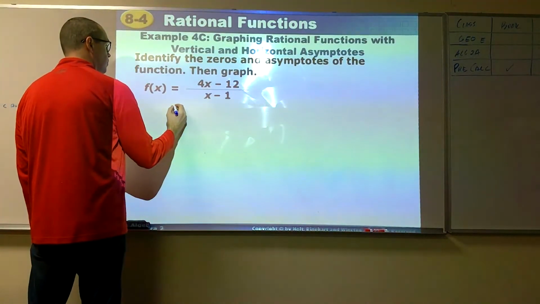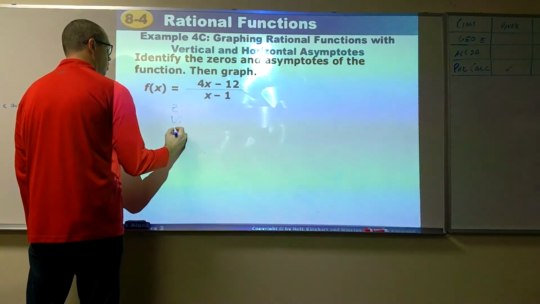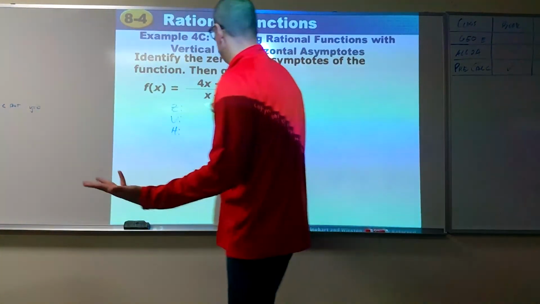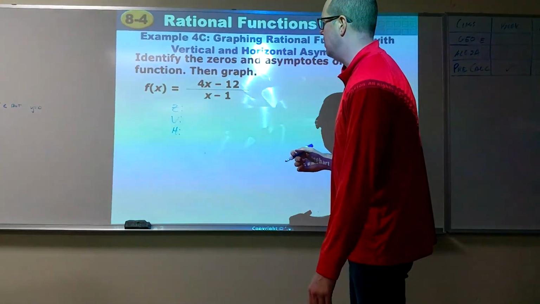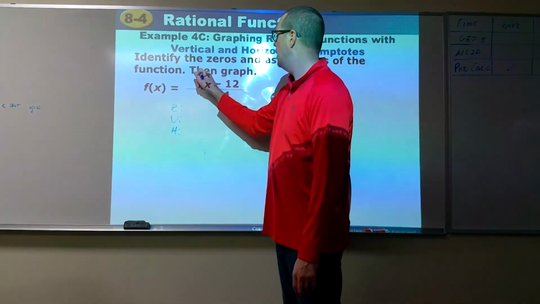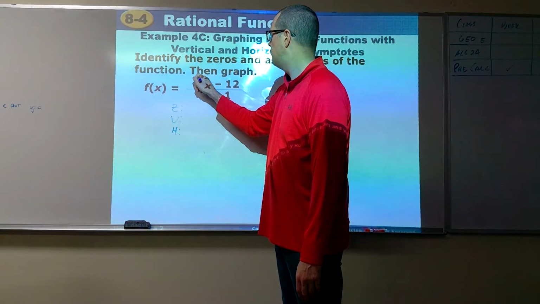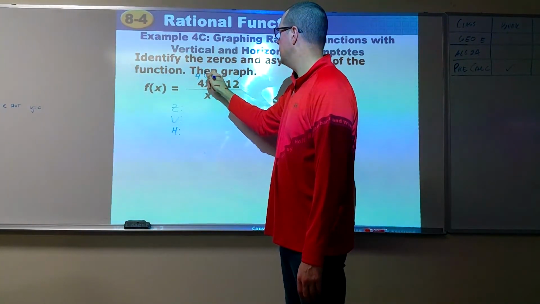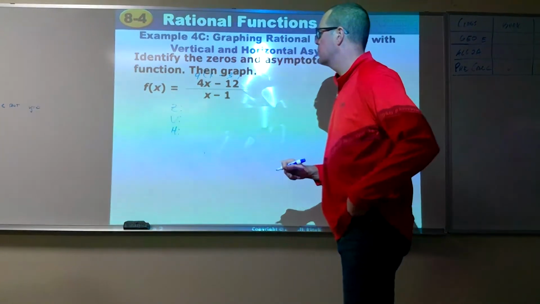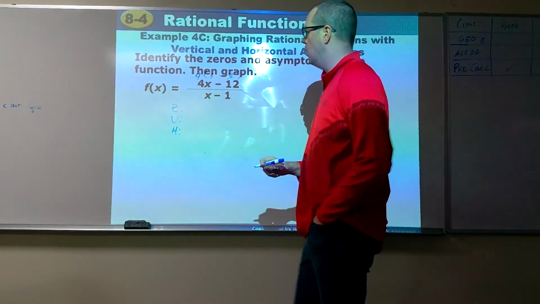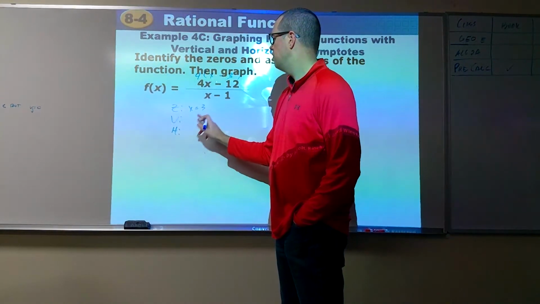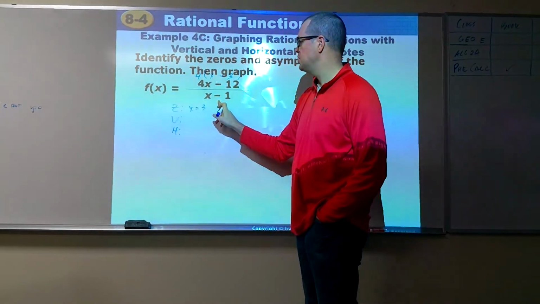So zeros, vertical, horizontal. Nothing to really factor there. I suppose we can factor a 4 out of the top. Well, we can do that. It doesn't really change anything. So 4, if I pull that out, is going to be x minus 3. Okay? So what makes the top 0? 3. Vertical asymptote. What makes the bottom 0?